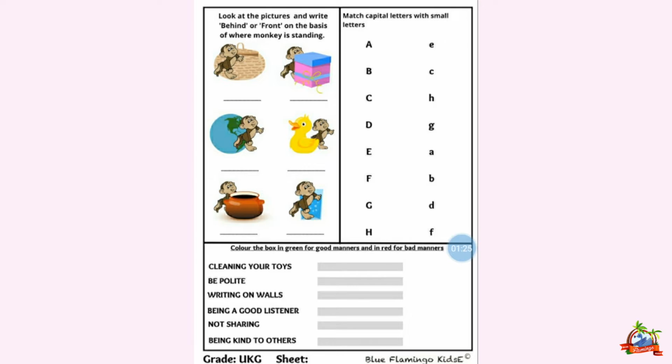Okay? So, हमें क्या करना है, जब अगर monkey object के सामने है तो हम front write करेंगे. अगर monkey object के पीछे है तो हम behind write करेंगे. What is the meaning of behind or front? Behind means पीछे, किसी चीज के पीछे. और front means किसी चीज के आगे, किसी इंसान के आगे, मतलब कोई भी noun है उसके आगे. Understood? So let's start solving.